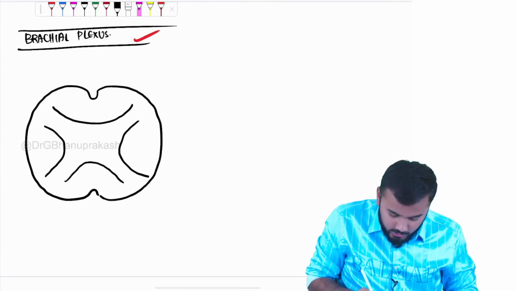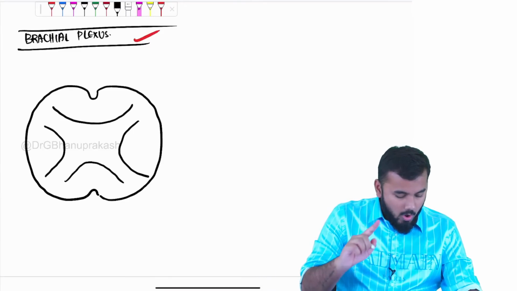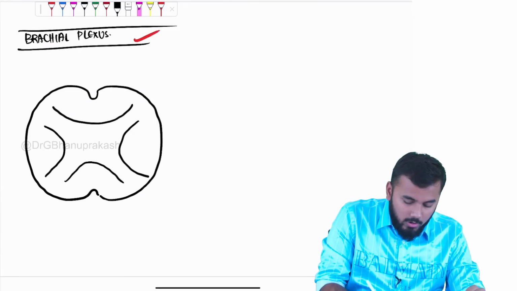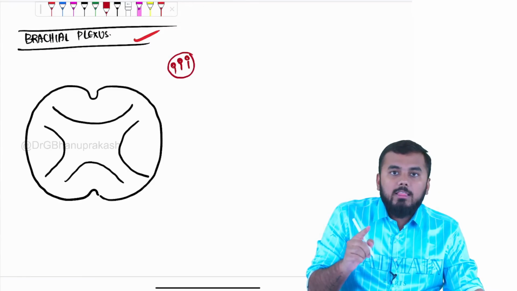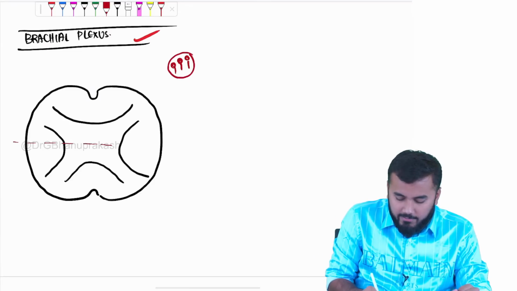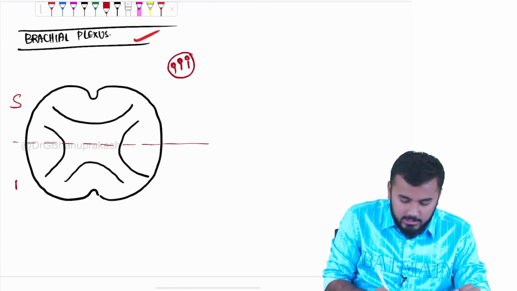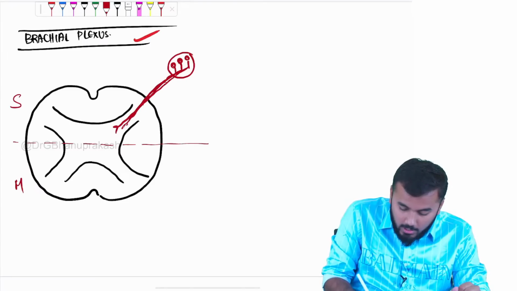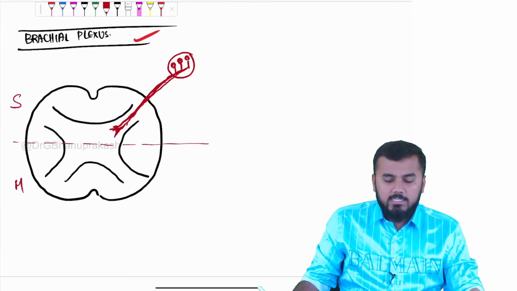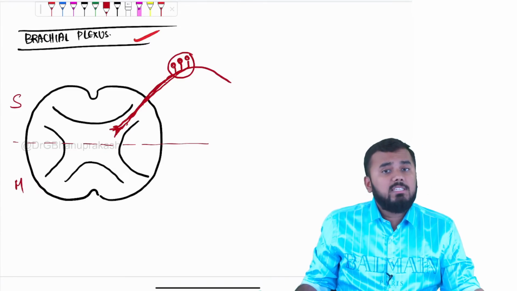Let us say this is your spinal cord. All of you know that here we have got a bunch of nerves like this in the dorsal root ganglion. All these are called sensory nerves, right? So if I divide the spinal cord like this, this is sensory, this is motor. So all these nerves enter into the dorsal root. These are your sensory nerves.